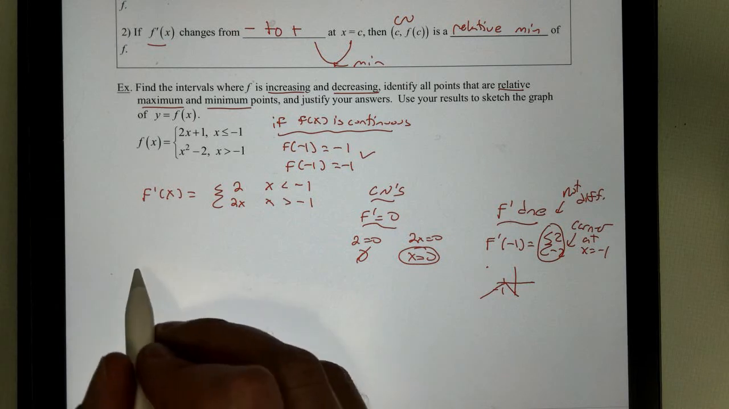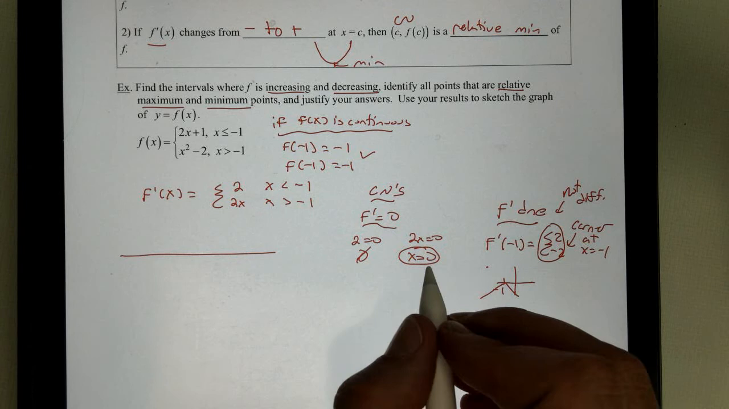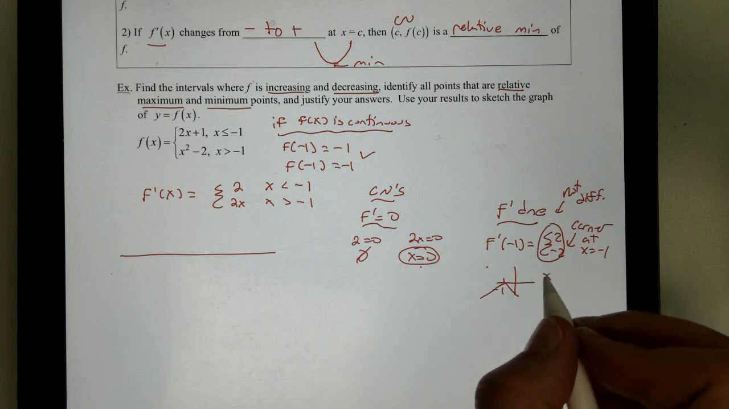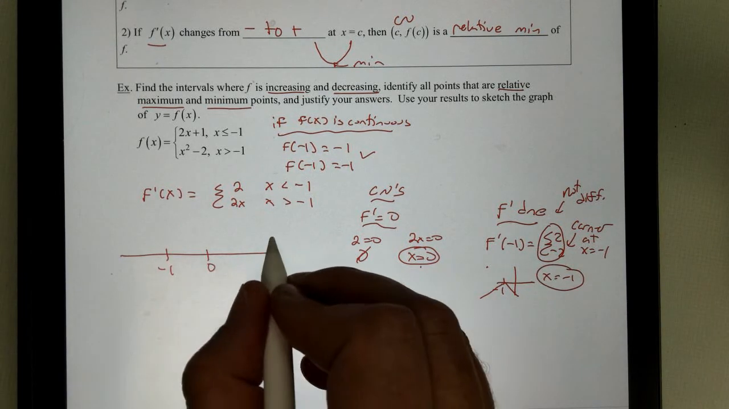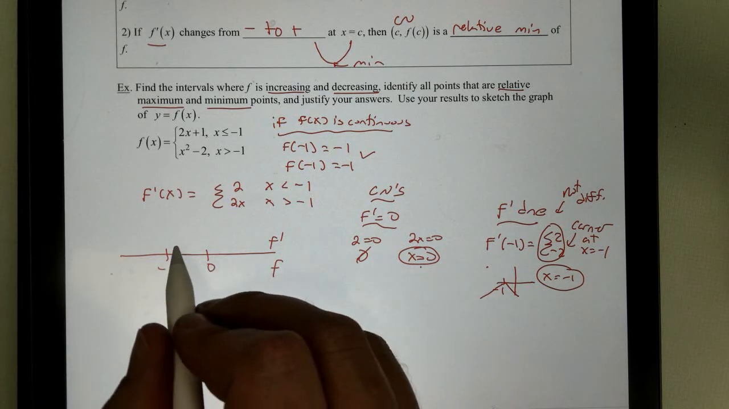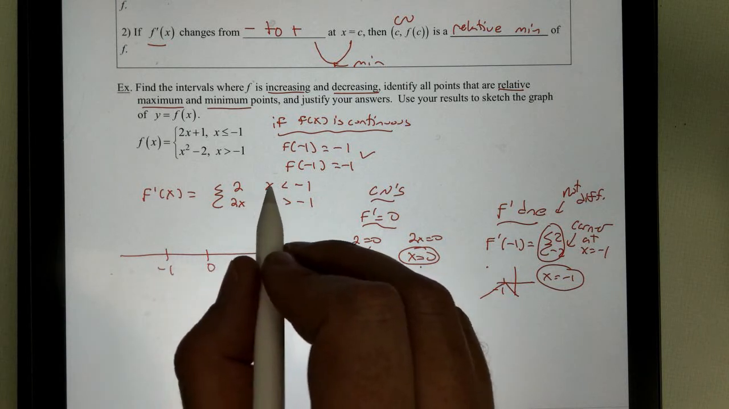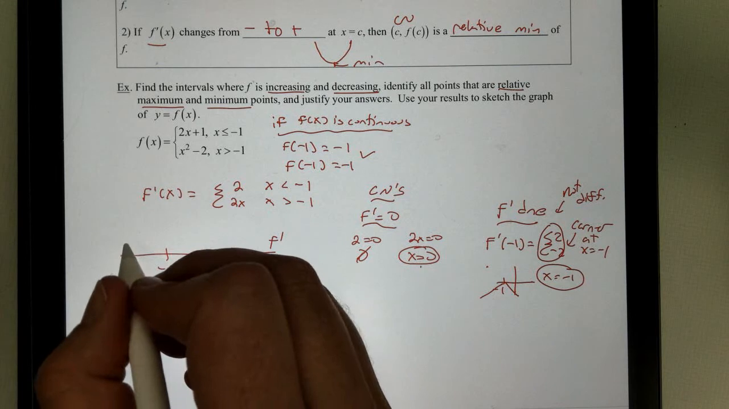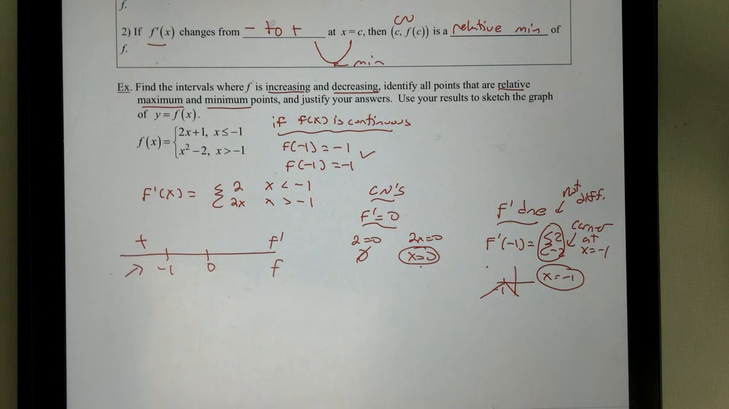So when I do my sign charts, my critical numbers are going to be 0 and negative 1. Those are my critical numbers. So negative 1, 0, my first derivative, followed by my second derivative. Before negative 1, I know my slope. I'm just going to plug it in here. Before negative 1, my slope is just going to be 2. So it's positive. So it's increasing, going up.